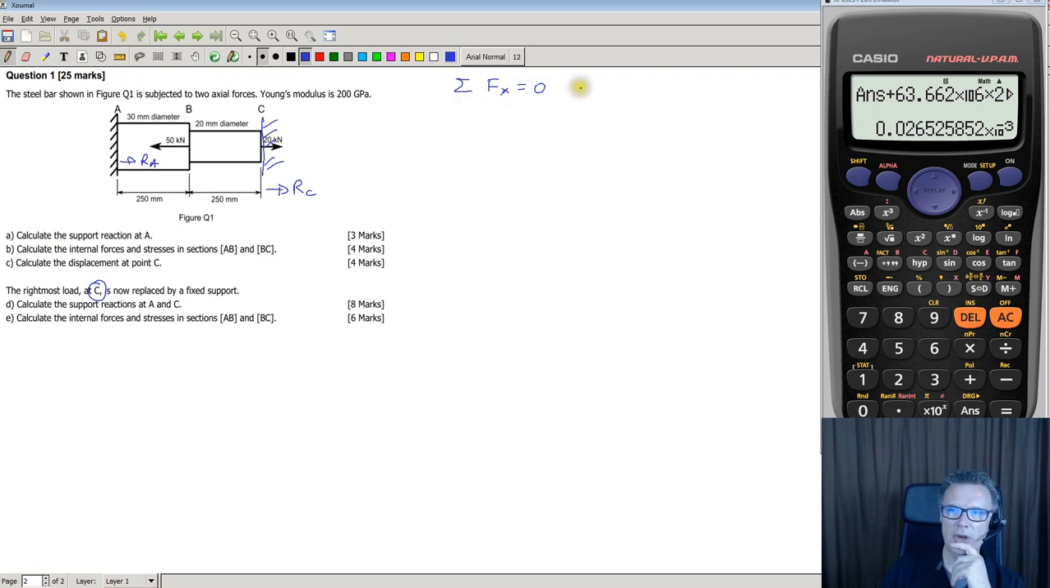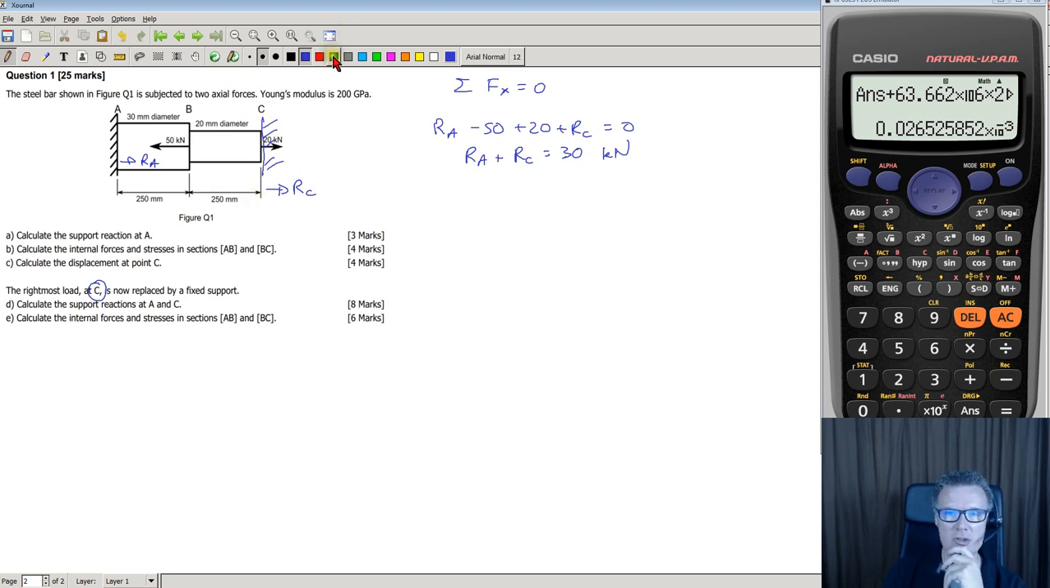So let's apply this rule. We've got RA, take away 50, plus 20, plus RC equals 0. So I can say RA plus RC equals 30 kilonewtons. What else can I do? It's a bit tricky to solve this problem without first finding the internal forces. I wonder if I can avoid doing that.